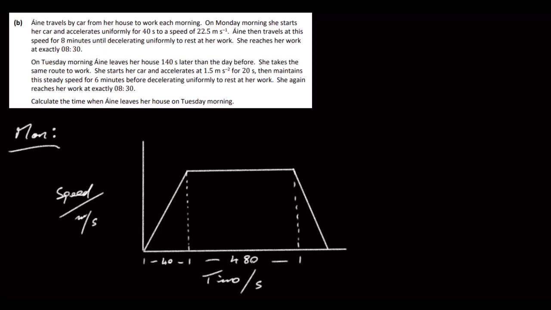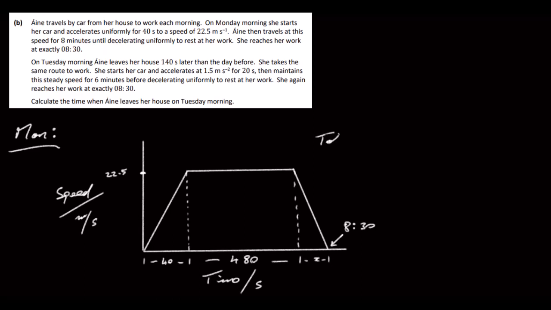And then she decelerates for a certain time. We don't know what that time is, so I'm just going to put in X here. And she arrives in work at 8:30, so this is 8:30 down here. Now she maintains this constant speed, which is 22.5 meters per second. So this is 22.5 meters per second here. So there's our Monday anyway.